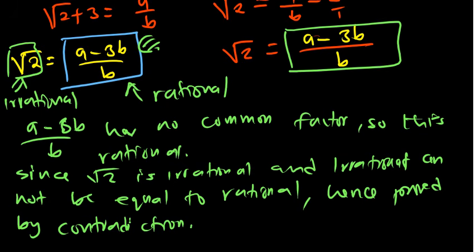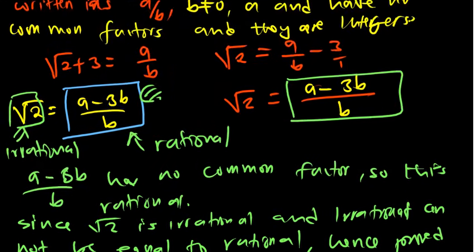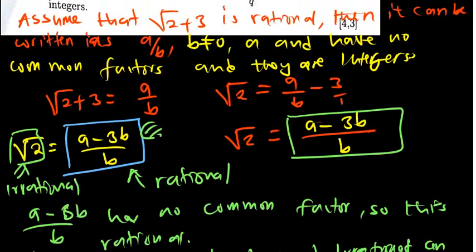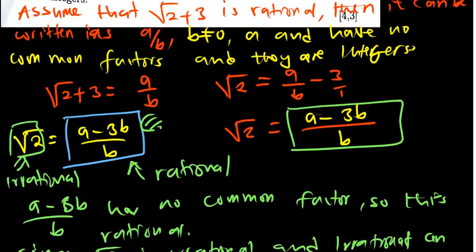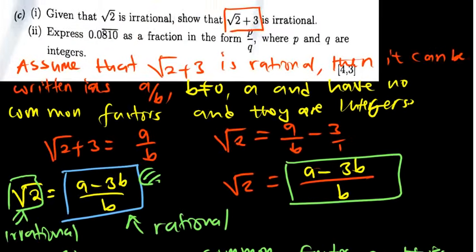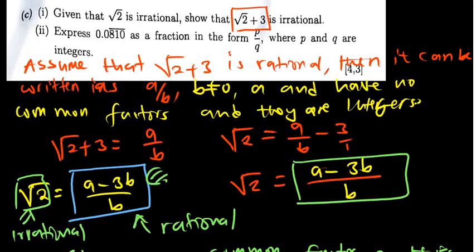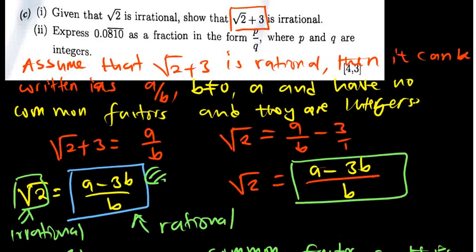Is that okay? So now we have proved that the square root of 2 plus 3 is irrational. We have proved it by using contradiction, as simple as that. Unless you have got questions for proving. Do you have questions? Yes, please.